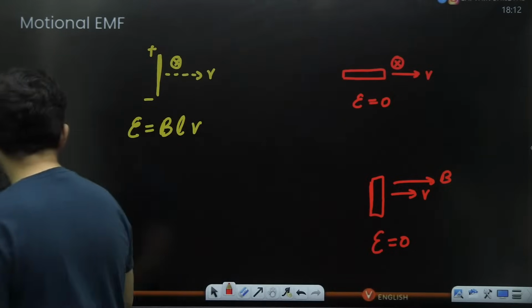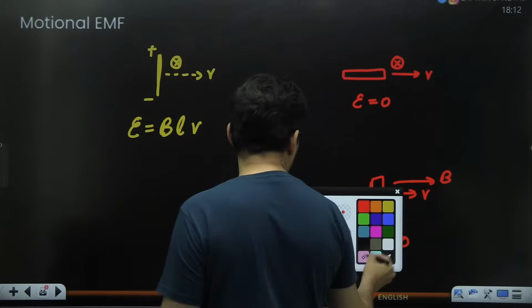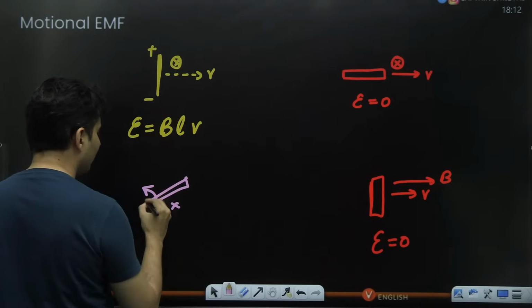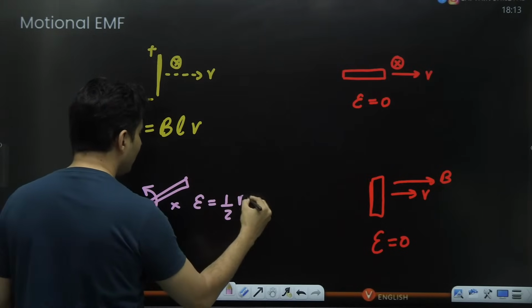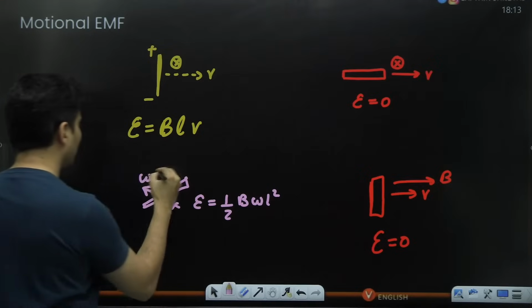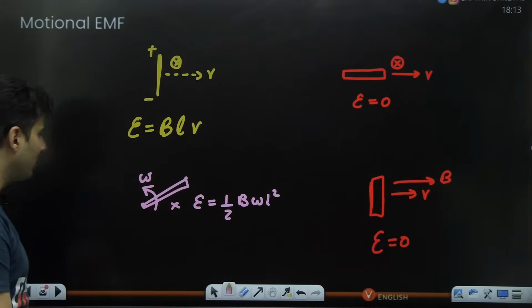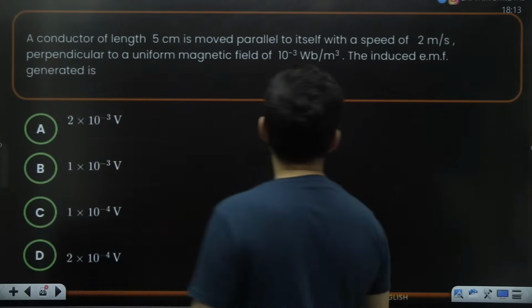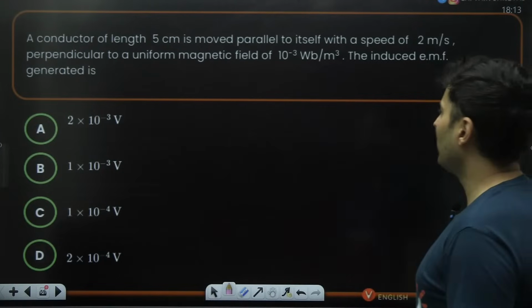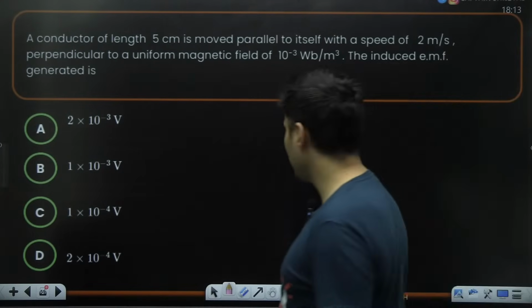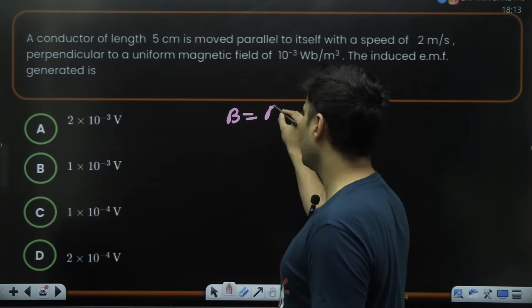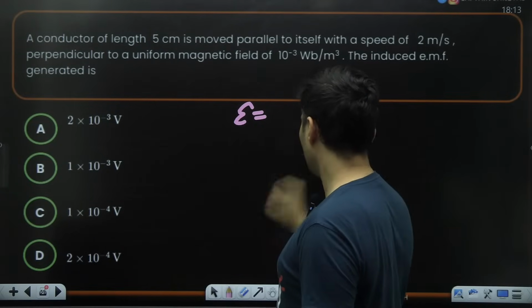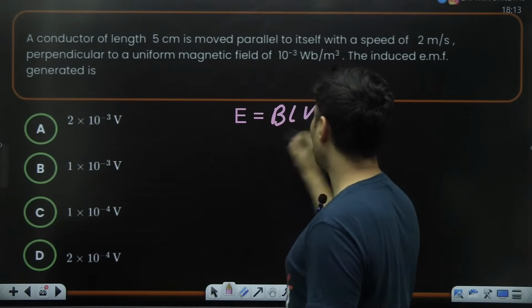Okay. And one more thing over here, if you take a rod and you rotate it inside a magnetic field, the EMF developed is half B omega L square. If you rotate it with some angular speed, half B omega L square. Let's say a conductor is moved parallel to itself with a speed of 2 perpendicular to the magnetic field. The induced EMF is how much? Come on guys, directly everything is perpendicular, so EMF will be nothing but BL into V.